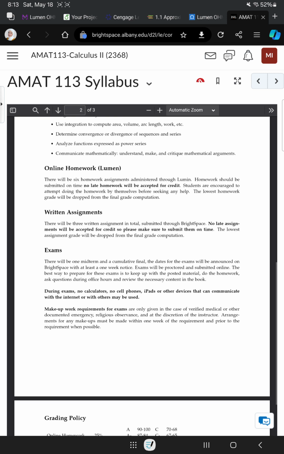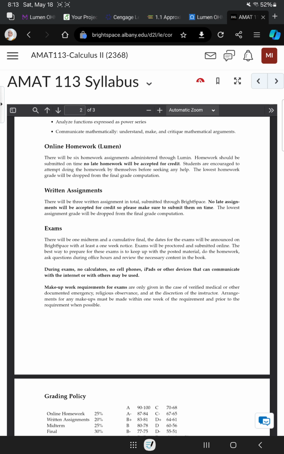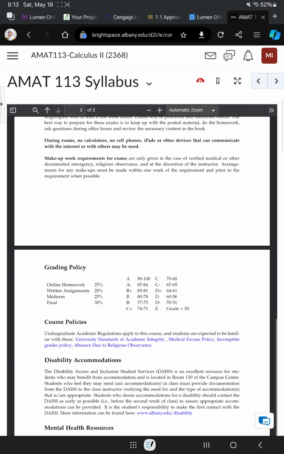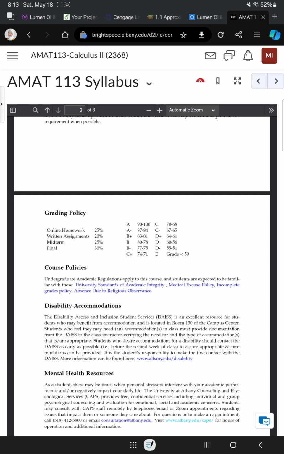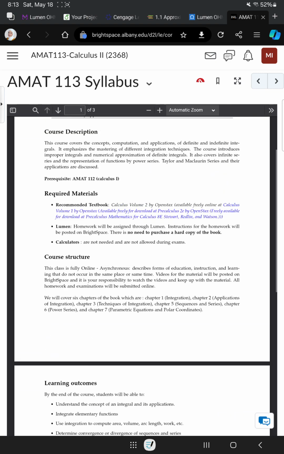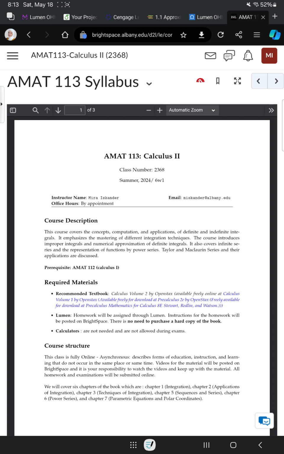Now, regarding exams, we're going to have 1 midterm and a cumulative final. The midterm is going to be after 3 weeks, and I'll talk more about that once I get to the lecture schedule. The grading policy is also posted on the syllabus. Please make sure to read it through. If you have any questions, I can discuss it with you.